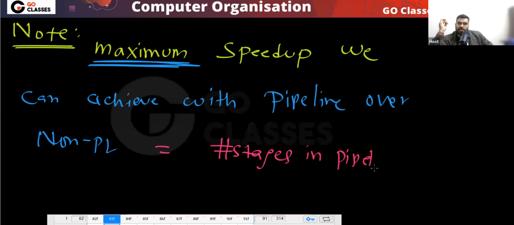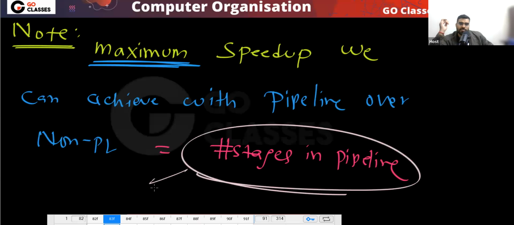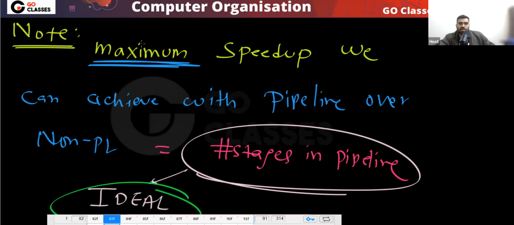Remember, this is ideal. As I told you, this is just the ideal answer. But nothing is ideal in the real world, right? In the real world, nothing is ideal. This is the ideal situation. So this is the maximum speed up you can achieve with pipeline over non-pipeline.